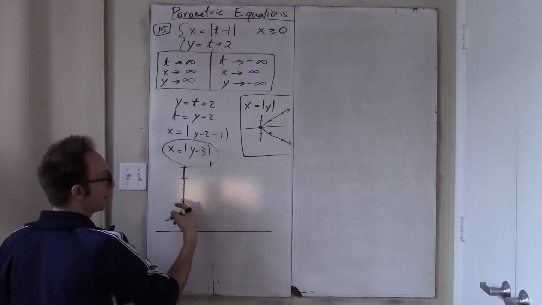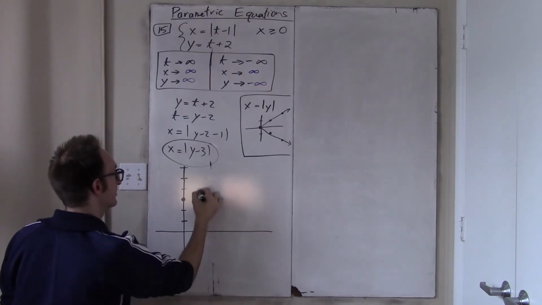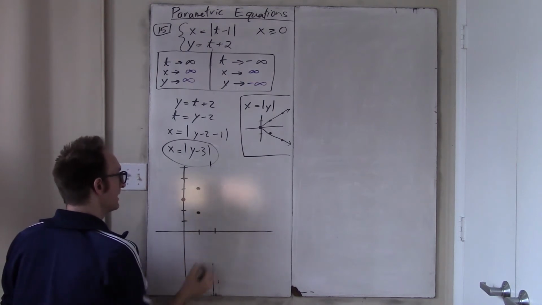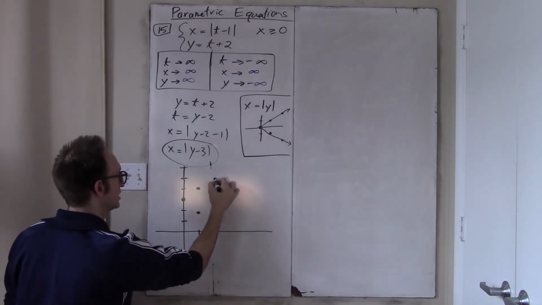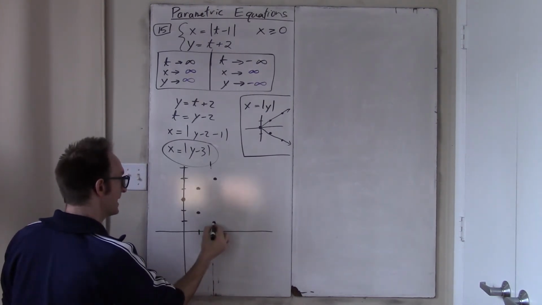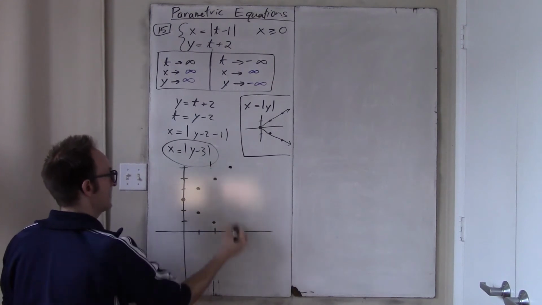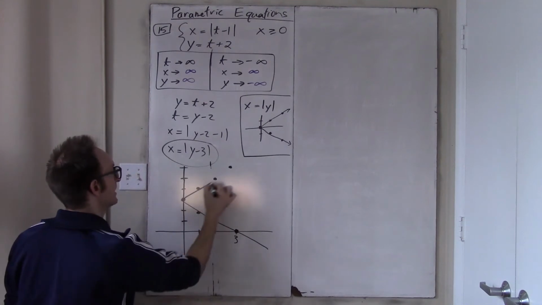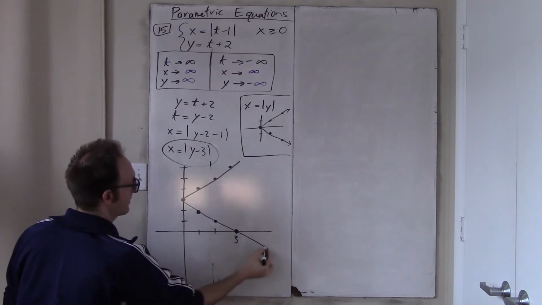When y is 3, x will be 0. When y is 4, x will be 1, but when y is 2, x will also be 1. When y is 5, x will be 2, but when y is 1, x will also be 2. And when y is 6, x will be 3, but when y is 0, x will also be 3. So this picture could be a little bit better, but good enough.